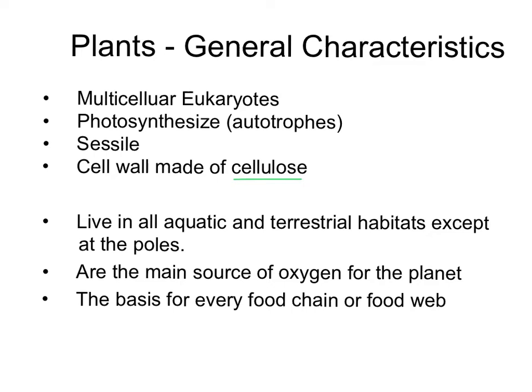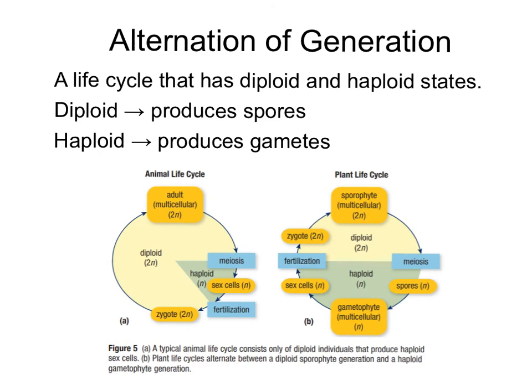Plants will live in all aquatic and terrestrial habitats, except maybe at the poles. They are the main source of oxygen for the planet, followed only maybe by cyanobacteria. And they are the base of every food chain or food web, which means where you get plants, you will get other organisms. Another important thing about plants is that they have a life cycle called alternation of generations.